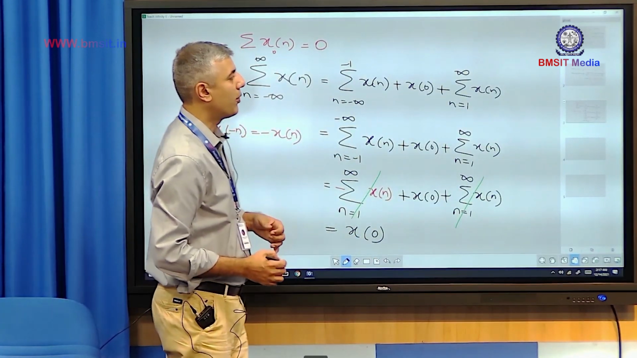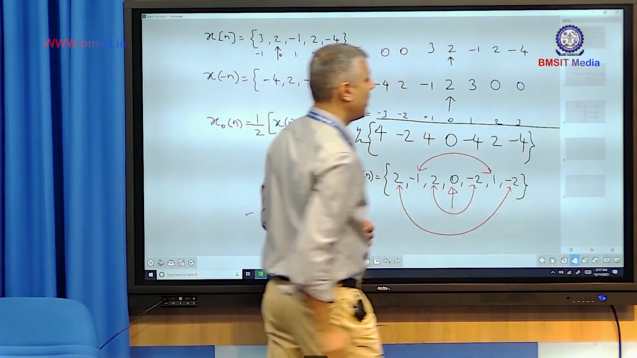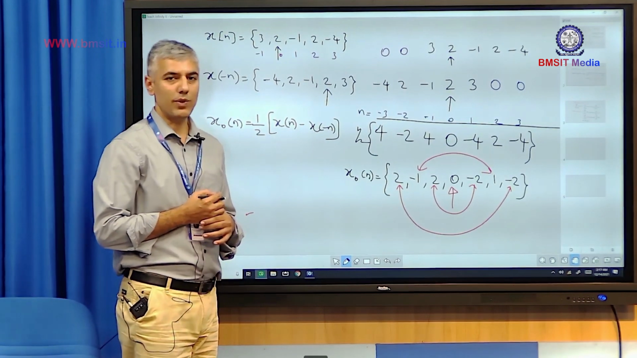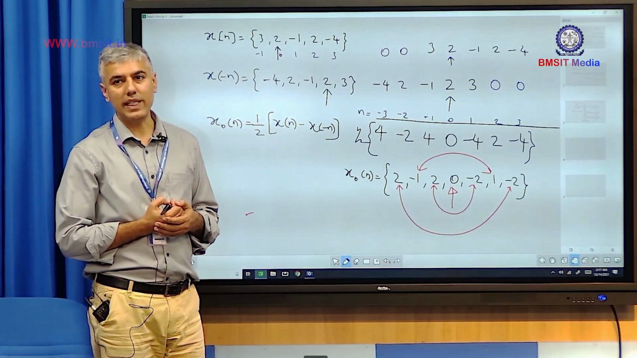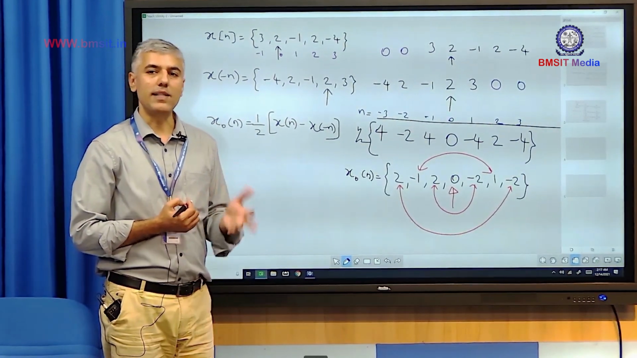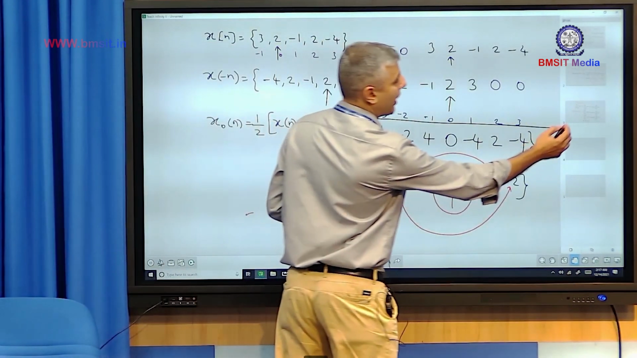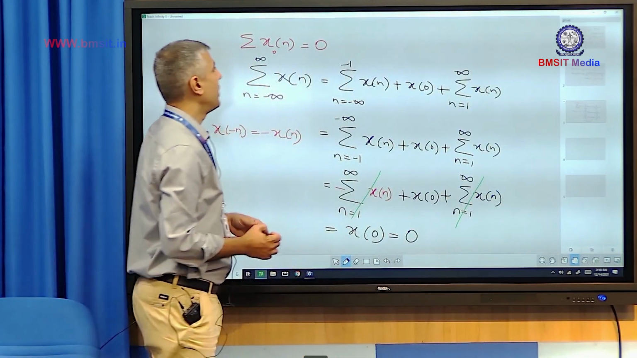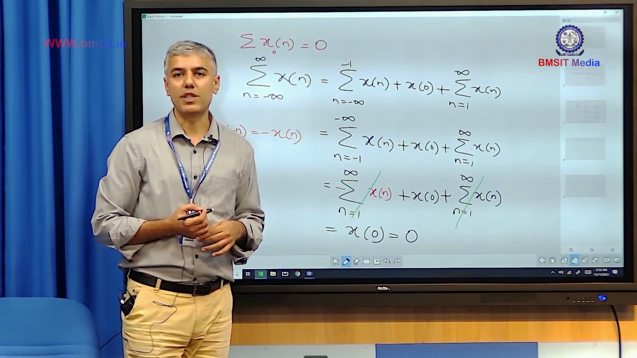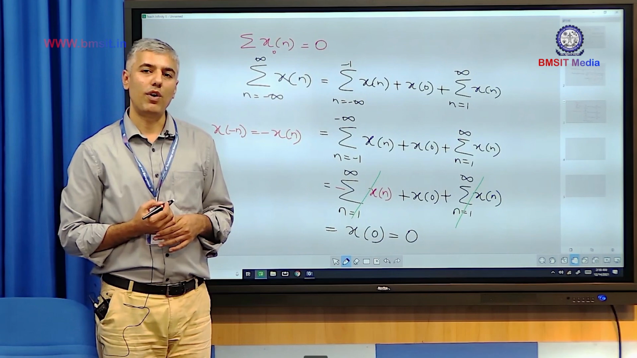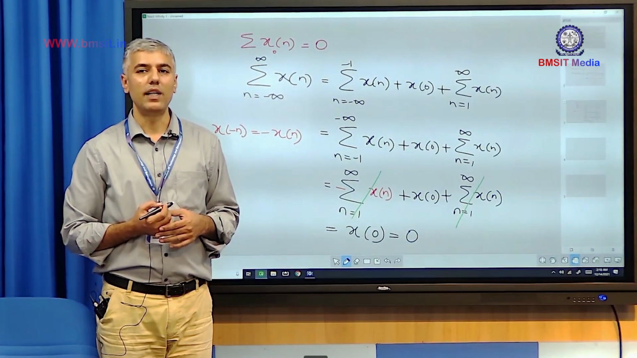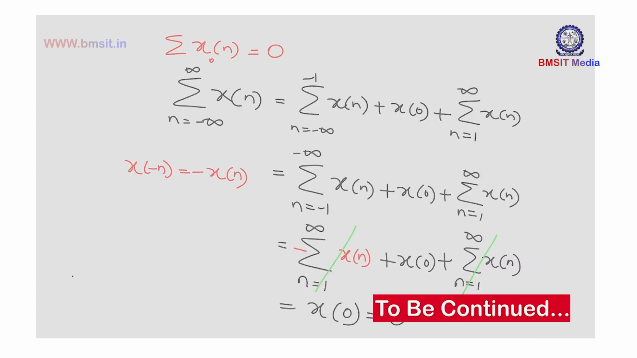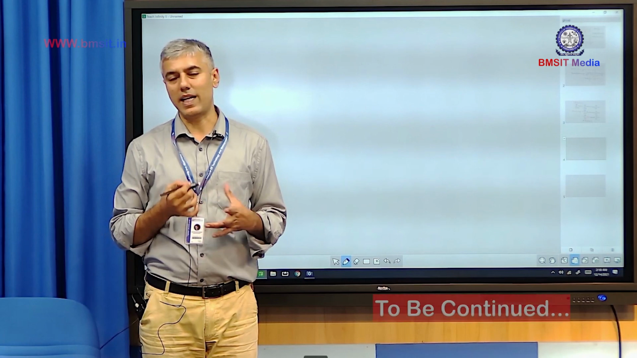If you look at the previous example, what is the signal value at n is equal to 0? At n is equal to 0, you can see that the signal value is 0. So for an odd signal, x of 0 is 0. So it proves our hypothesis that the sum of all the samples of an odd signal will be equal to 0. Let us continue our discussion with the periodic and non-periodic signal classification.